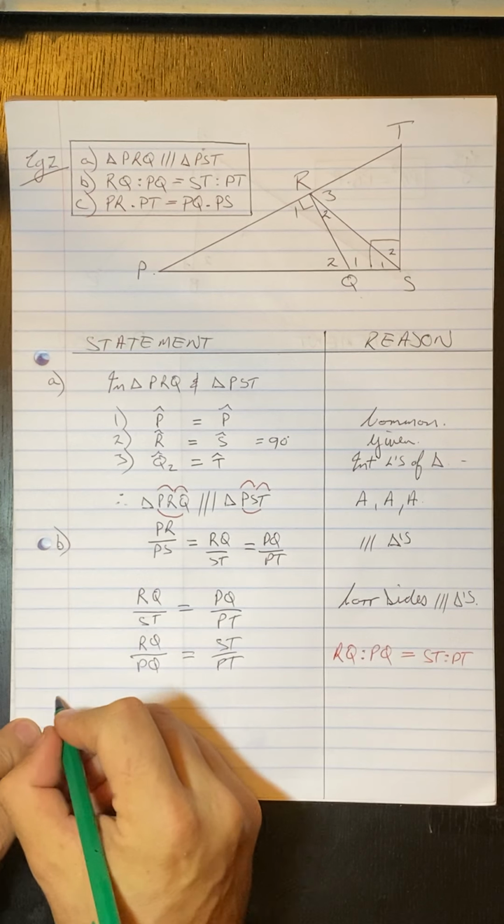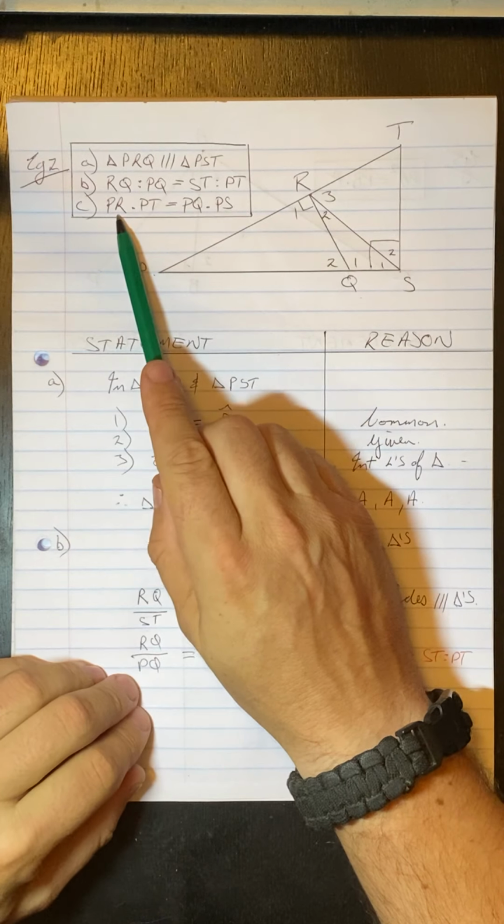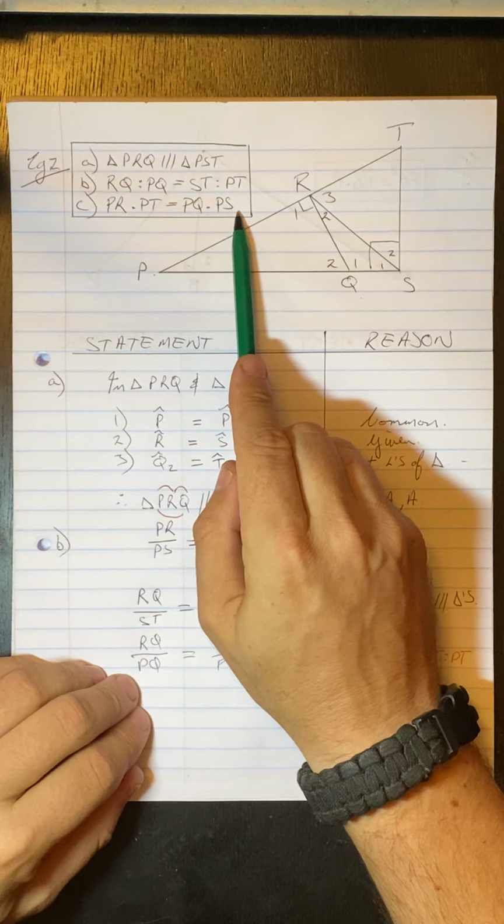Okay, so looking at question C, they want us to prove that PR times PT is equal to PQ times PS.